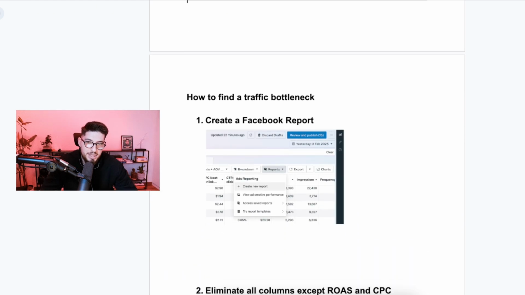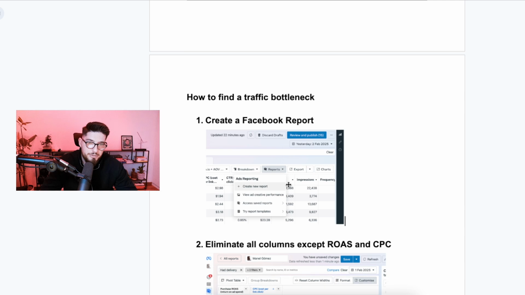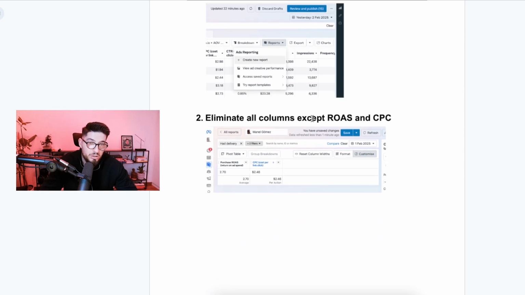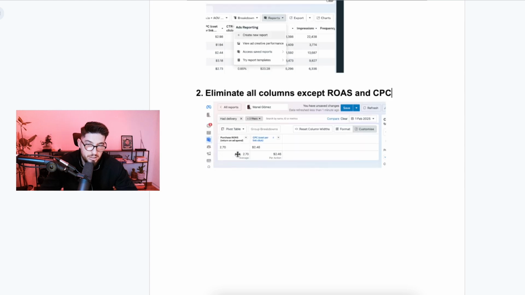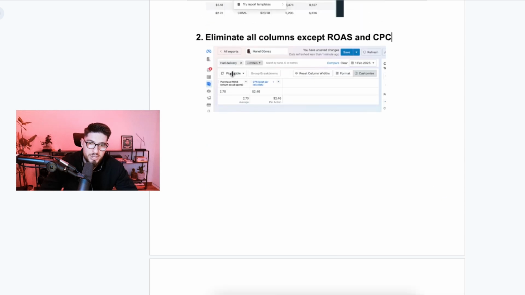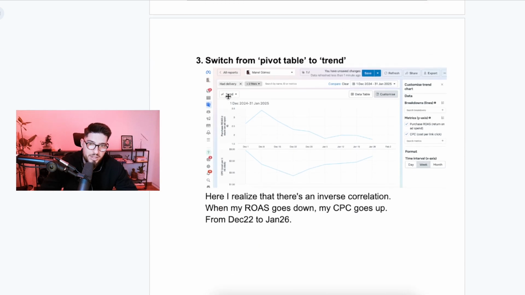Please do this. The first thing you want to do is create a Facebook report. Go to the ads manager, click on create new report. You want to eliminate all the columns except ROAS and CPC. So leave the ROAS, leave the CPC. From there, you want to click on pivot table. Just pause the video and do it, because otherwise I can guarantee you're not going to do it. And this is useful stuff. Click on pivot table and switch to trend. You can see here, trend in this button.